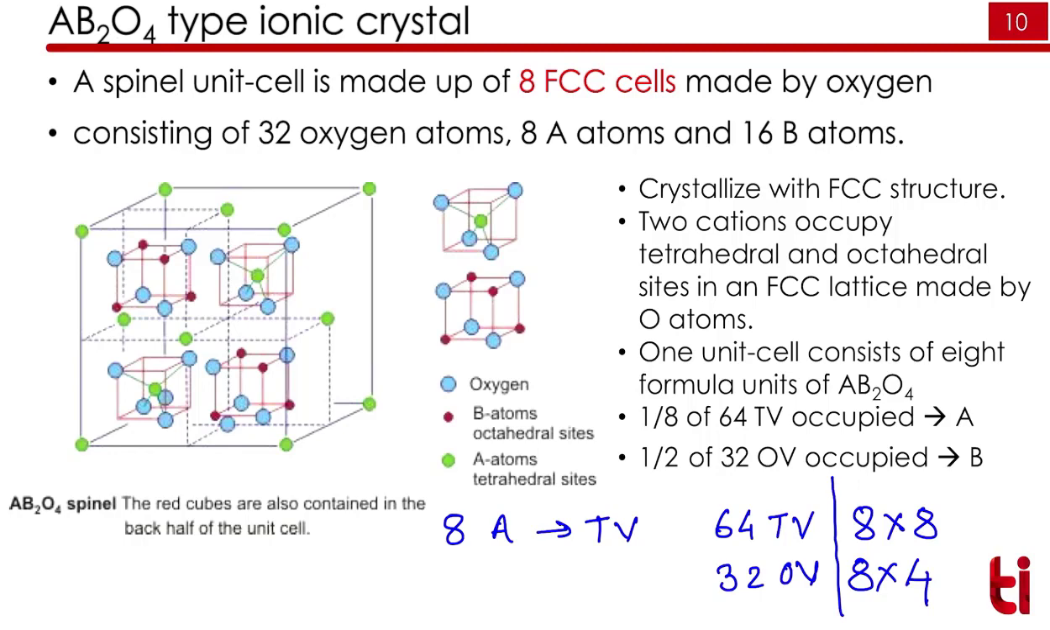Out of this, since A goes at the tetrahedral void, only 8 should be occupied. It means that 64 into 1/8 should get occupied. Similarly, B is at the octahedral void and we should have 16 atoms. So 32 into 1/2 are occupied. That is, 1/8 of the tetrahedral voids are occupied, and half of the 32 octahedral voids are occupied.